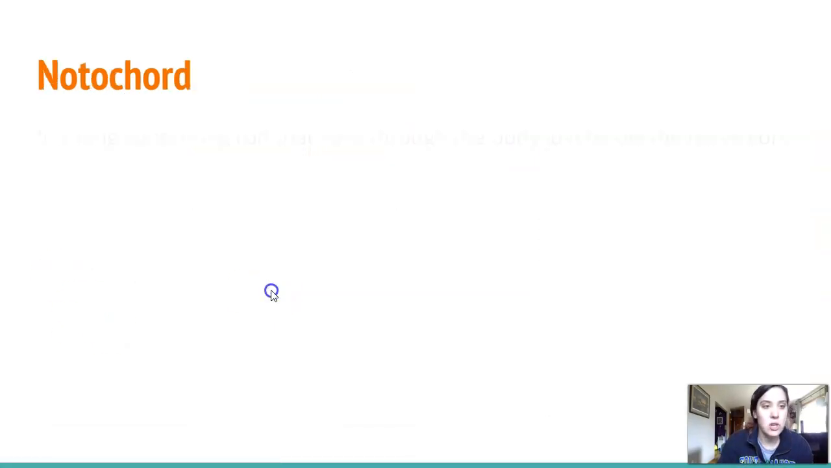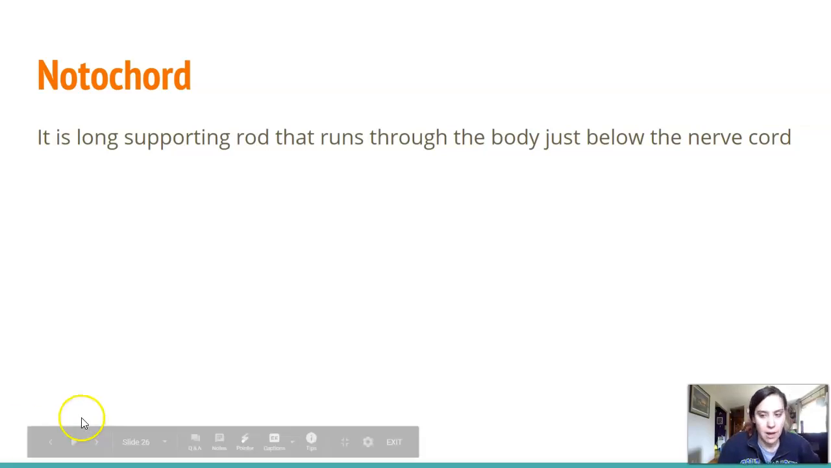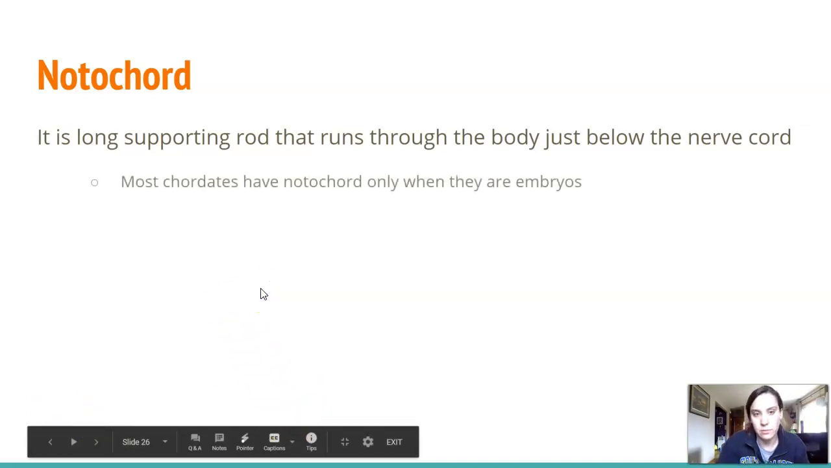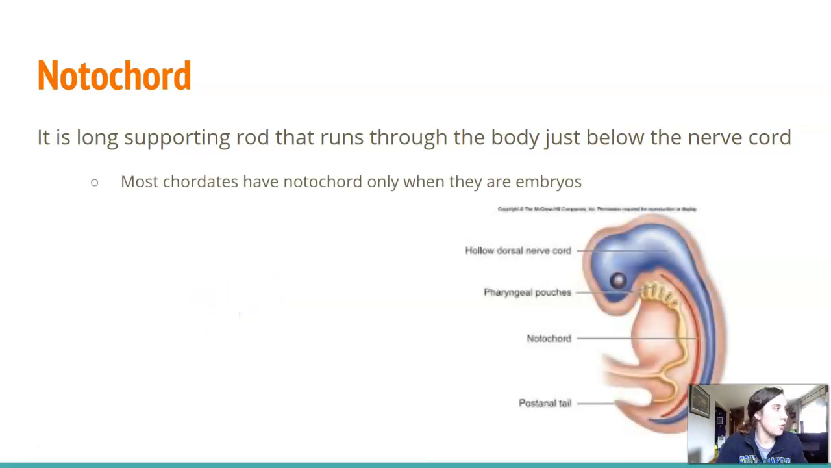Next is the notochord. It is a long supporting rod that runs through the body just below the nerve cord. In vertebrates, the notochord is present during embryonic development. It is replaced by the vertebral column in the spine in most vertebrates. Most chordates have it when they are embryos. There's a little embryo for you.